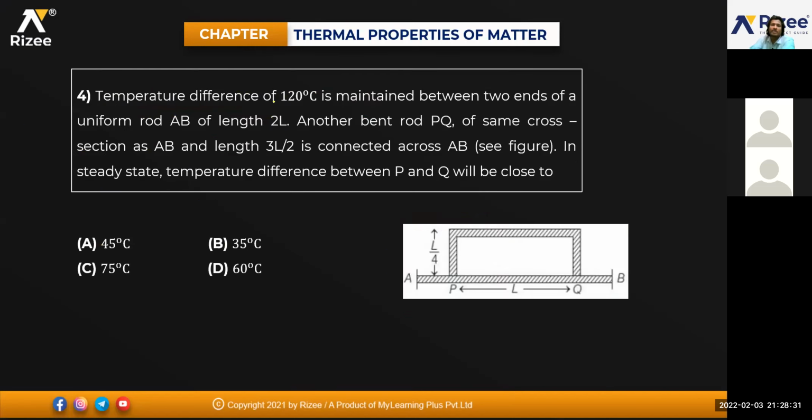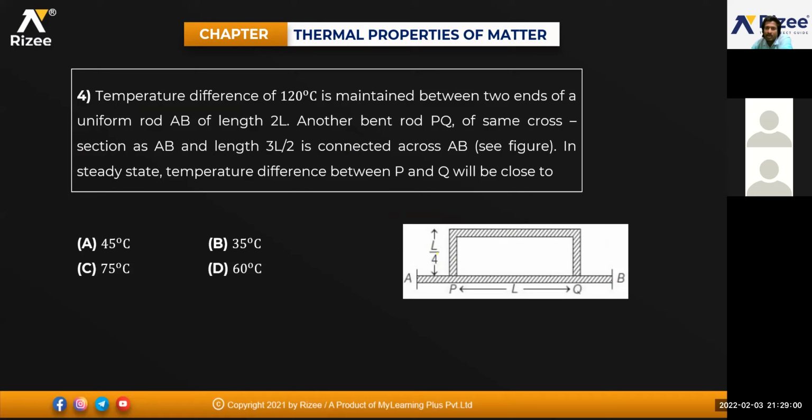Next one. A temperature difference of 120 degrees is maintained between the two ends of a uniform rod AB of length 2L. That means this is L by 2 and this is L by 2, so the total distance is L. Another rod PQ, of the same cross section as AB, has length 3L by 2. So 3L by 2 means this is L by 4, this is L by 4, L by 2 plus this one is L.